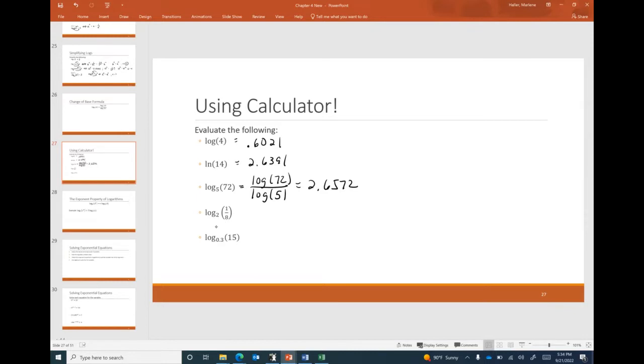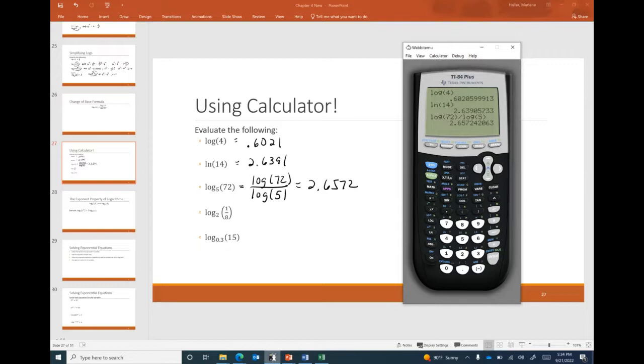Well, I might be able to do it in my head, right? What exponent do I put on 2 to get to 1/8? I know that that's 2 cubed, so I might not do that one in my calculator. Of course, I could do it in my calculator. Let me show you. I don't know if this software I have has this function on it. Let's find out.